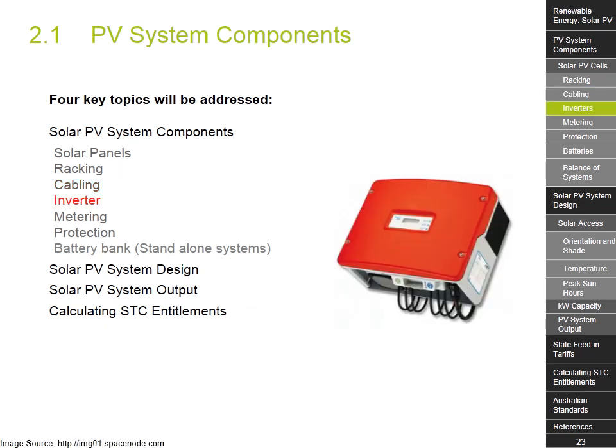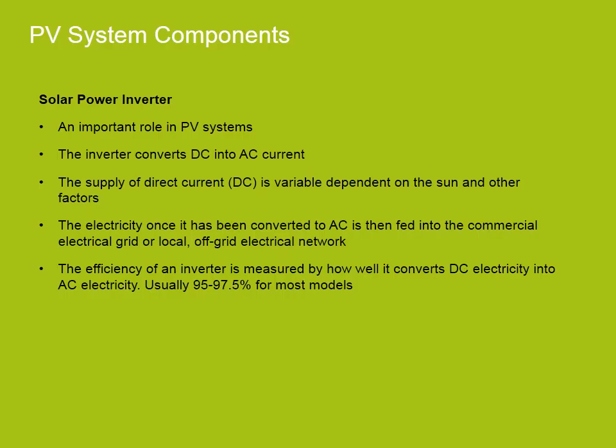The next system component we will look at is the inverter. Inverters are a crucial component of the system as they receive the DC power supply and convert it into AC power, creating useful electricity. The inverter converts DC into 240 volt alternating current, or AC current, which is suitable for your household appliances and for feeding into the grid.